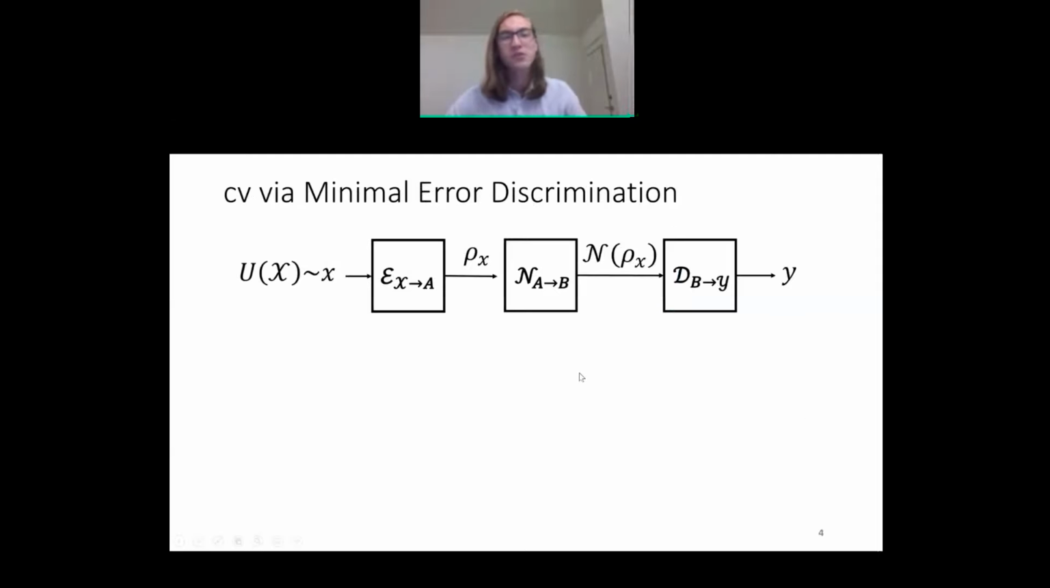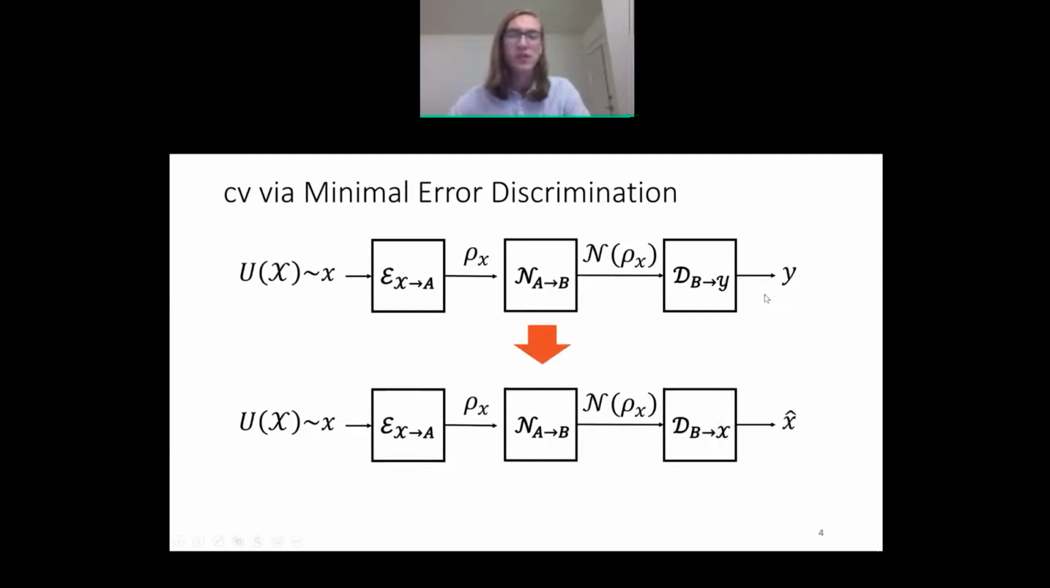So the first thing we do is we relate it to minimal error discrimination. The image that I showed earlier is you have your uniform input, you have your encoder, you have your decoder, but then you have some output space Y, and it's not clear what that should be. But you're able to show that, in fact, it's always achieved by picking the output space to be the same as the input space. And so it looks like it's basically minimal error discrimination.